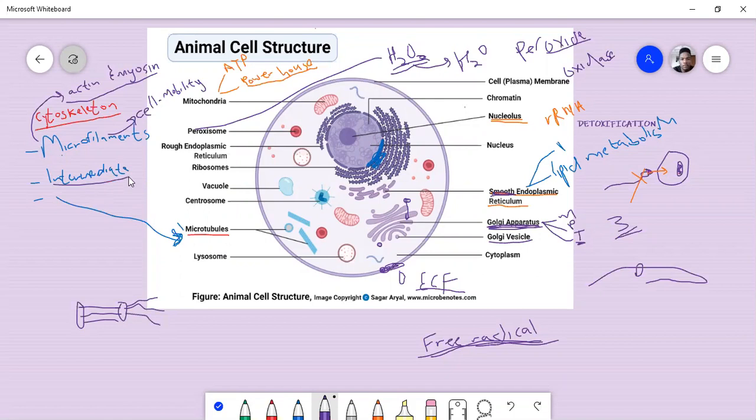And then your microtubules are made up of the protein tubulin. Microtubules are made of protein tubulin, and they determine the shape of the cell. So whether the cell is circular or whatever, that is determined by microtubules.